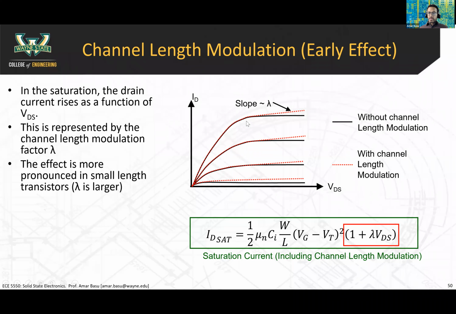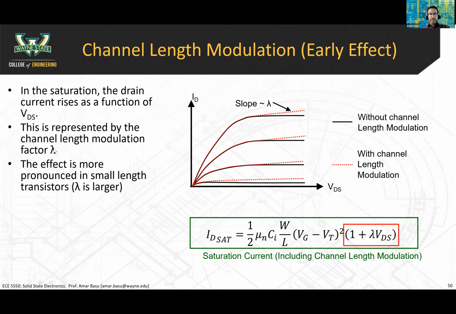If you want to model this additional current due to the channel length modulation or the early effect, then you have to add this additional term, 1 plus lambda VDS, where lambda is the channel length modulation parameter, and VDS is the applied drain to source voltage.